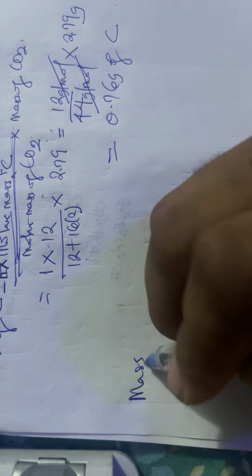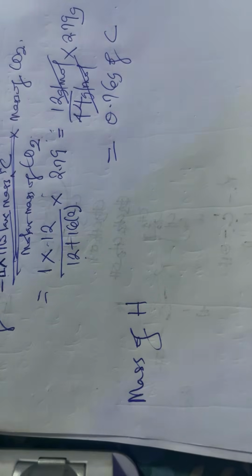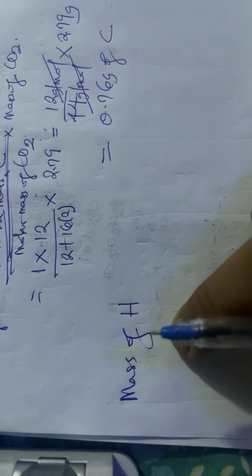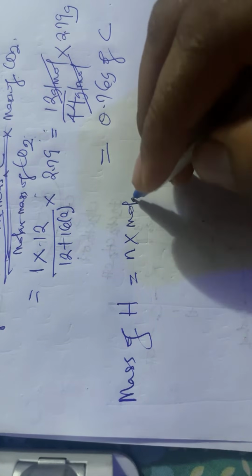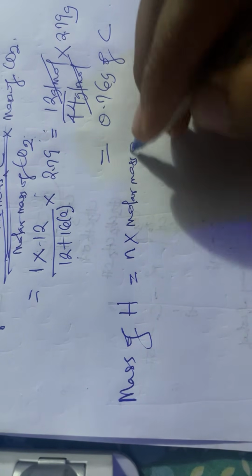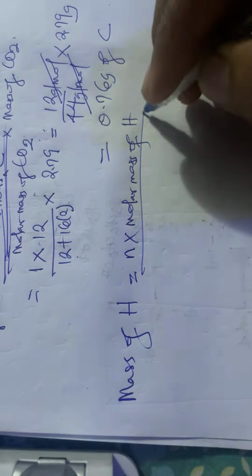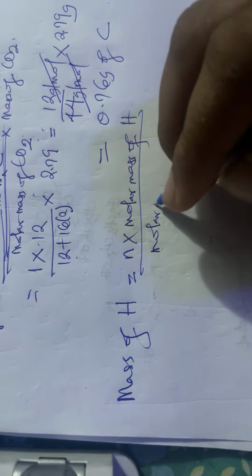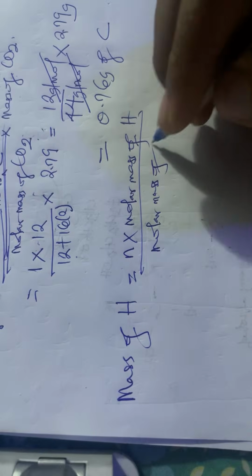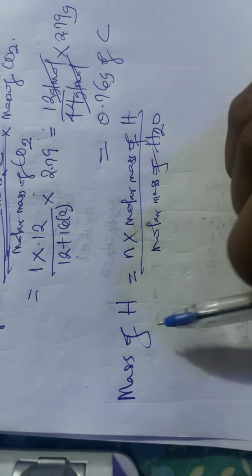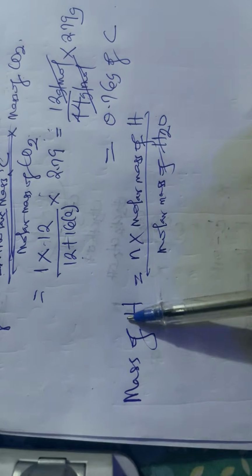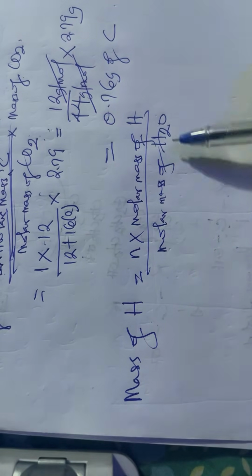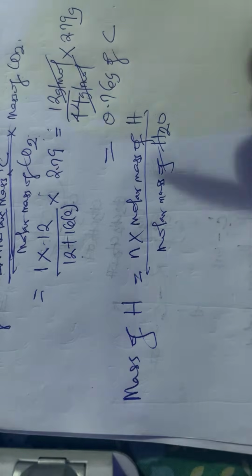So the mass of hydrogen, mass of H. Whenever you do carbon, the next thing you should do is hydrogen. So n times molar mass of H divided by molar mass of water. The reason why we are using water is because it's inside water that we have hydrogen. We don't have hydrogen inside carbon dioxide. We have hydrogen inside water.